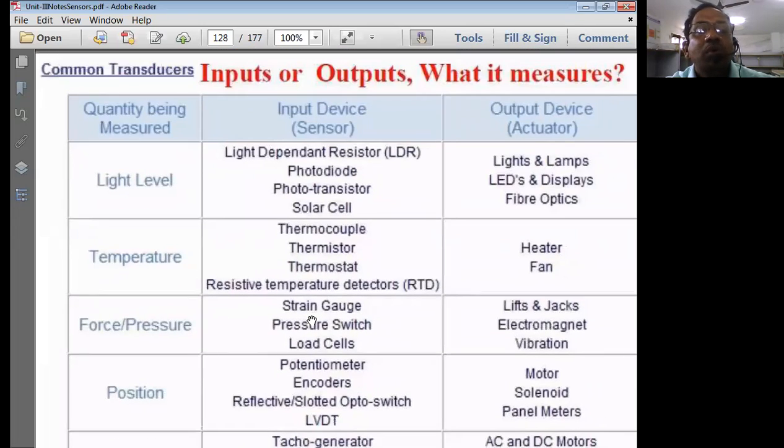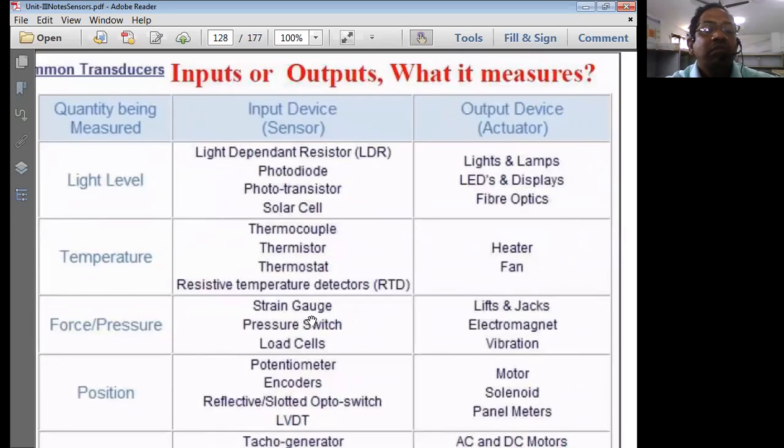Then practically, what are the common transducers we have? Let us look into this. What type of sensors are we going to have for light level, where the input is going to be light? What sensors can we use for light energy as the input? LDR, light dependent resistors. That means the output resistance depends on the input light. Similarly, a photodiode is normally going to convert light energy into current. A phototransistor is also going to convert light energy into electrical energy. A solar cell is normally going to convert light energy into electrical energy.